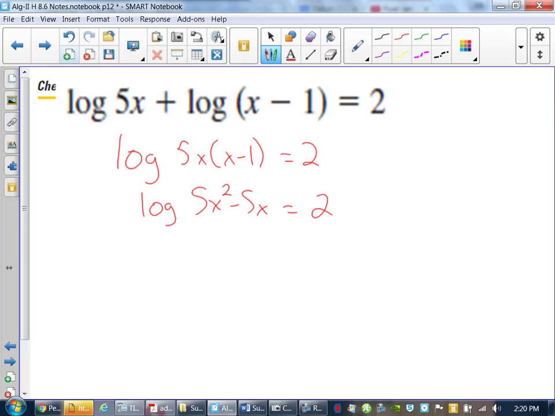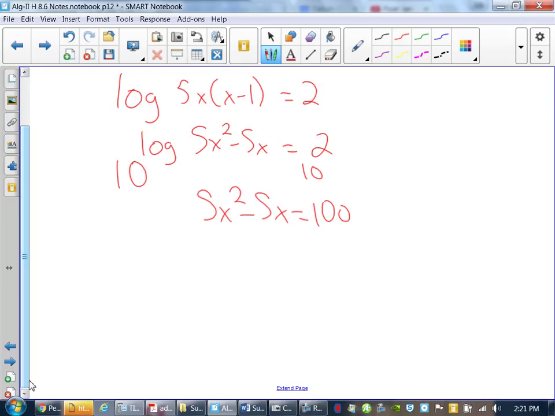Yes, ma'am? We can only do that because it's log base 10, but if it was log base 2 of 5x, log base 3 of x minus 1, you can't. You have to do the same things. Now I exponentiate, right, I 10 it. So I get 5x squared minus 5x equals 10 squared, otherwise known as 100.